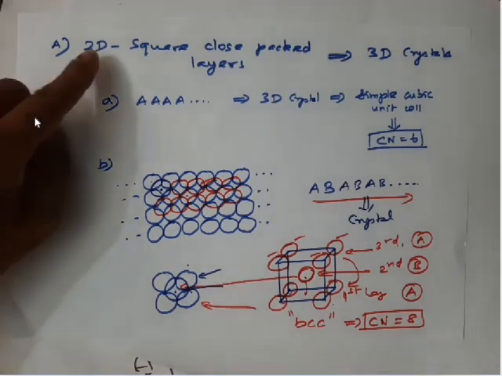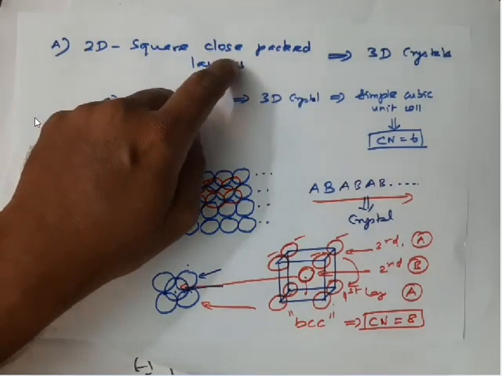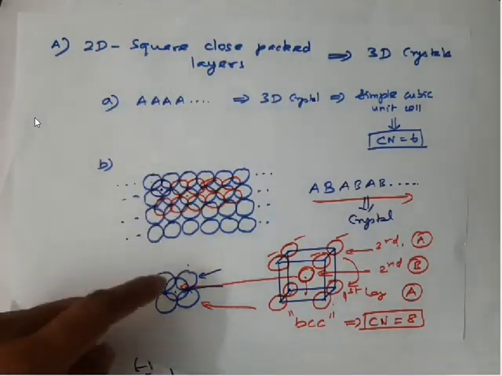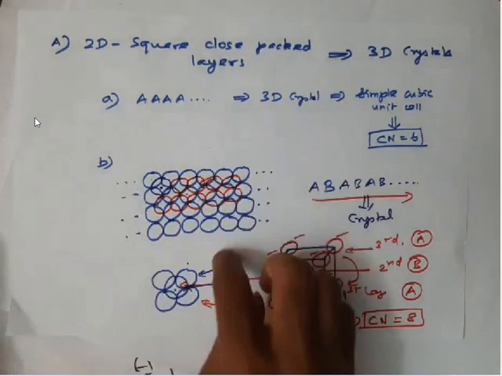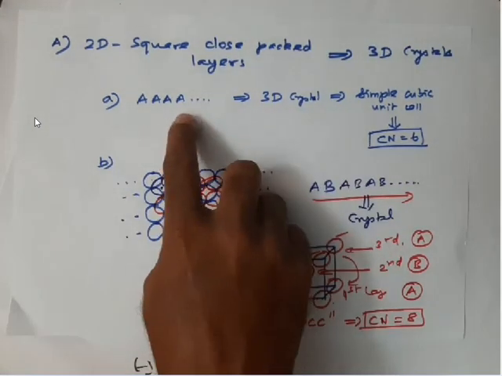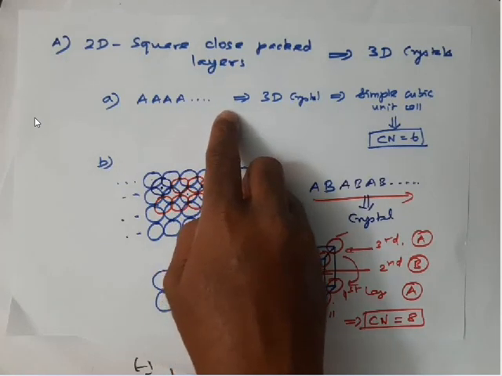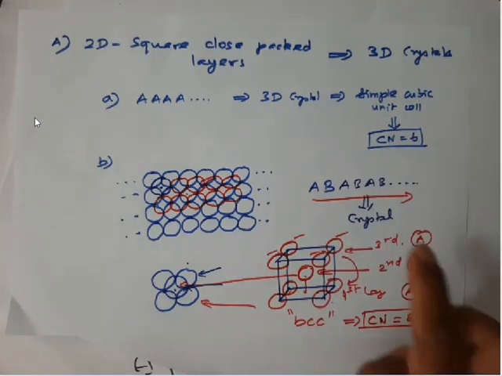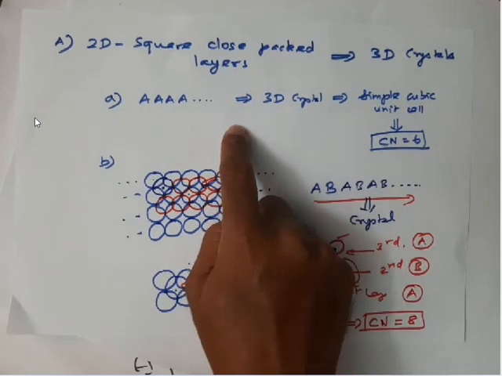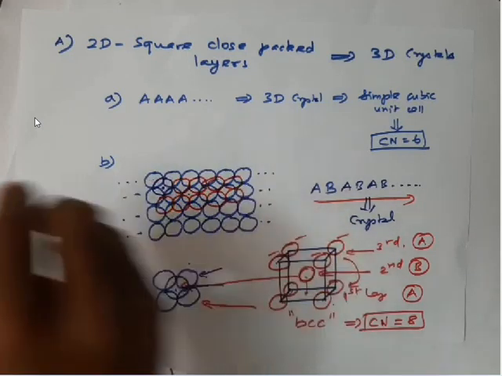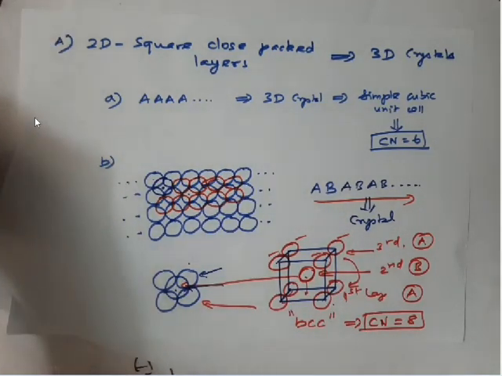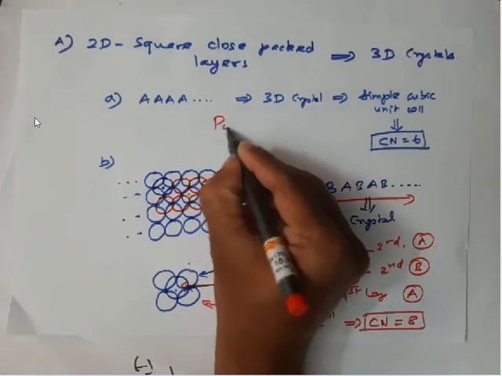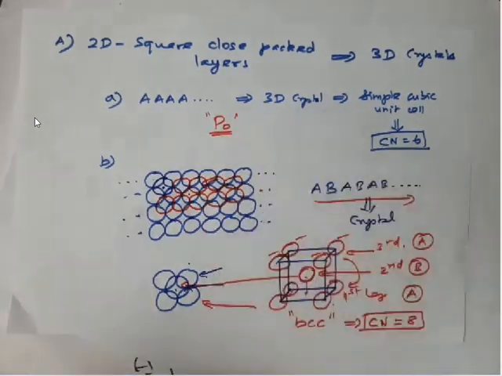So I took 2D square close packed layers and I have formed 3D crystals. I have formed two different 3D crystals. One 3D crystal has AA type arrangement of layers, which will give you a simple cubic unit cell whose coordination number is 6. In the last class I told you this arrangement is very, very less stable. So in the periodic table, only the element polonium exists in a simple cubic manner.